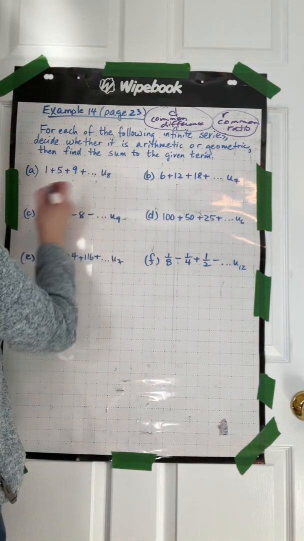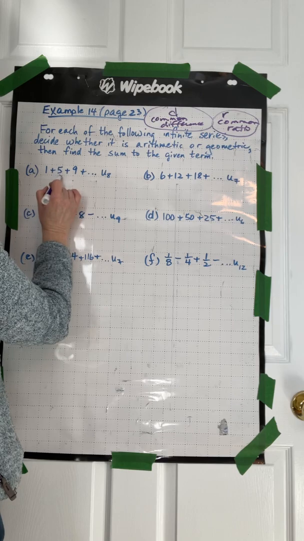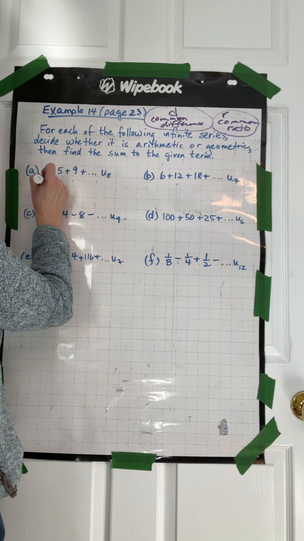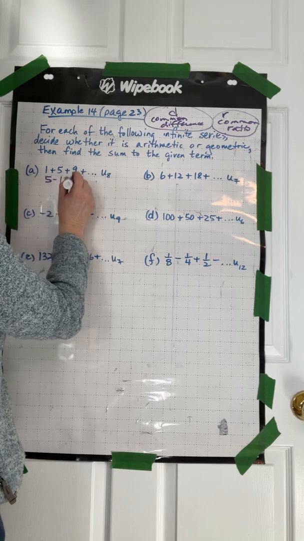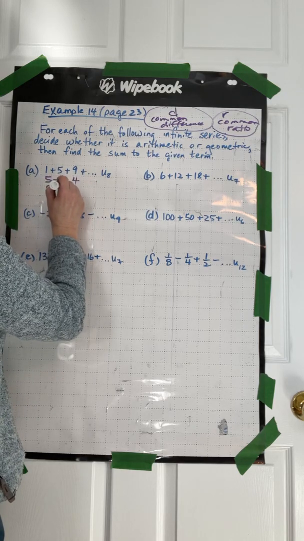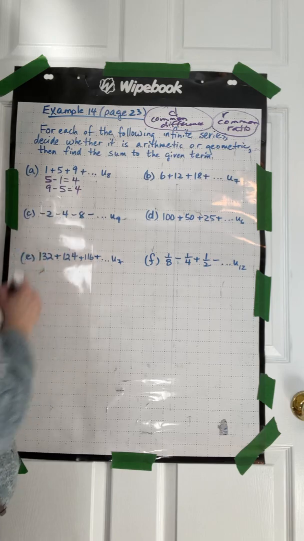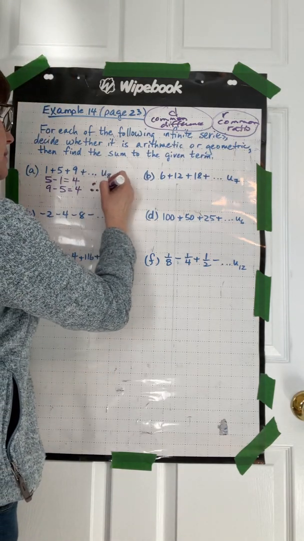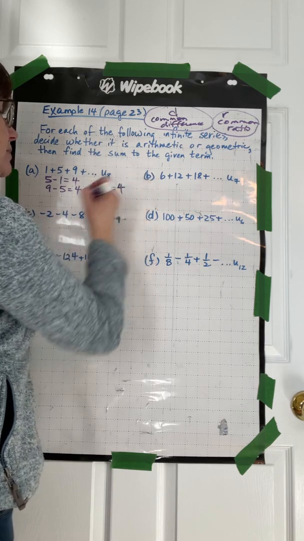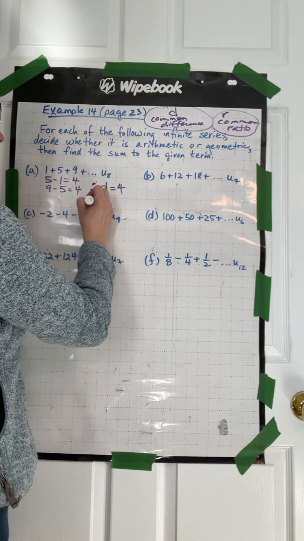So let's take one term and subtract the term in front of it to see if it's arithmetic. That equals 4. Take the next term, subtract the one in front of it. And yes, that also equals 4. That tells us that D, the common difference, is 4 and that it's arithmetic.